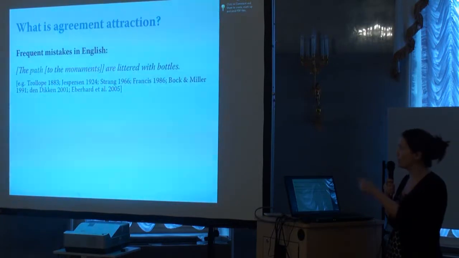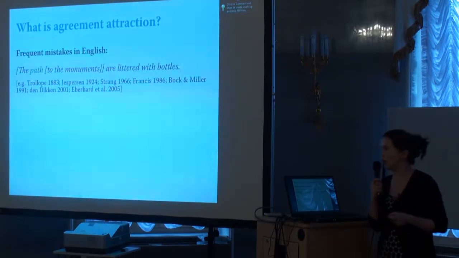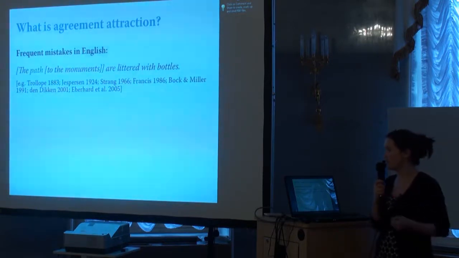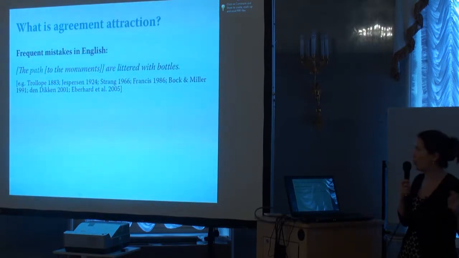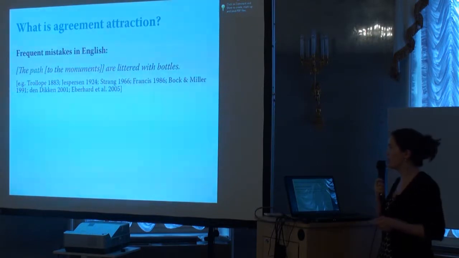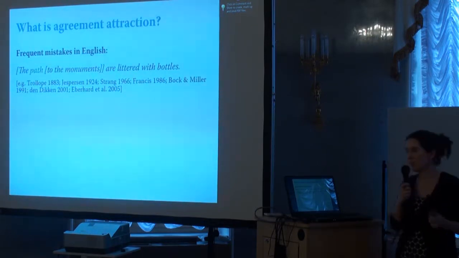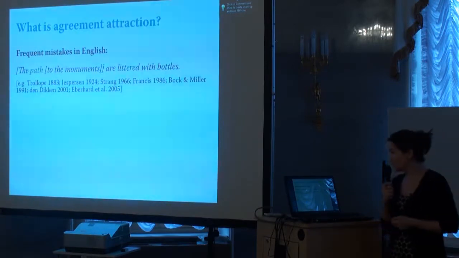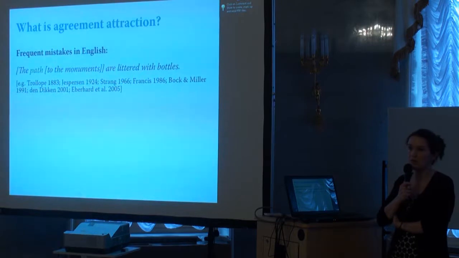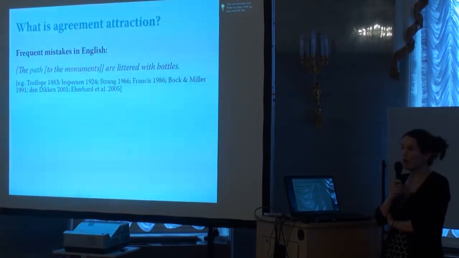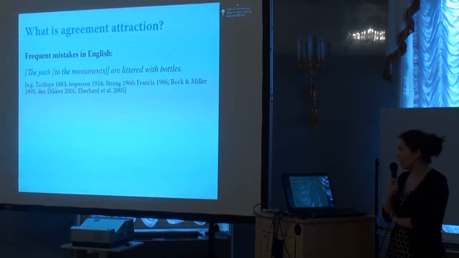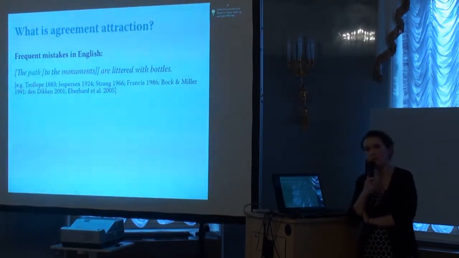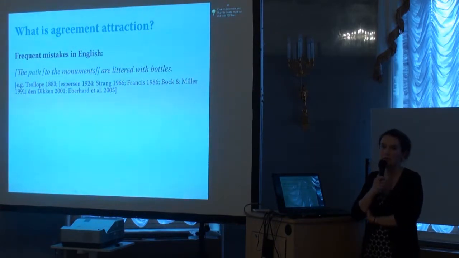So the verb are, instead of agreeing with the main noun in the subject phrase, with the head of the subject phrase, agrees with the noun phrase that depends on this head noun. So instead of agreeing with the word path, the verb agrees with the word monuments. These mistakes are found in large numbers in corpora, and they also frequently occur in colloquial speech, and you can see them even in well-edited texts, and so on and so forth. And starting from the 90s, there were a lot of experiments on these mistakes.